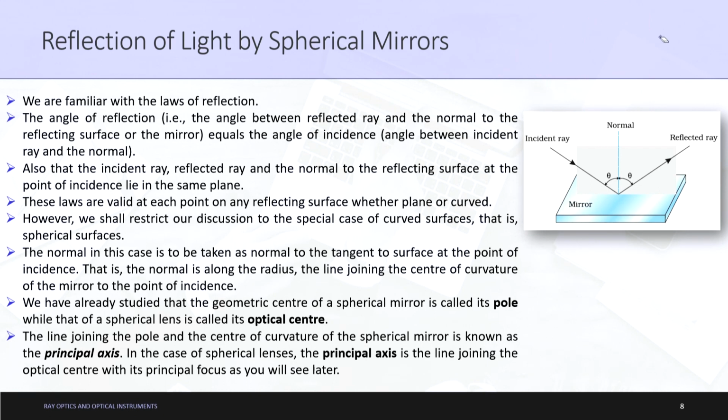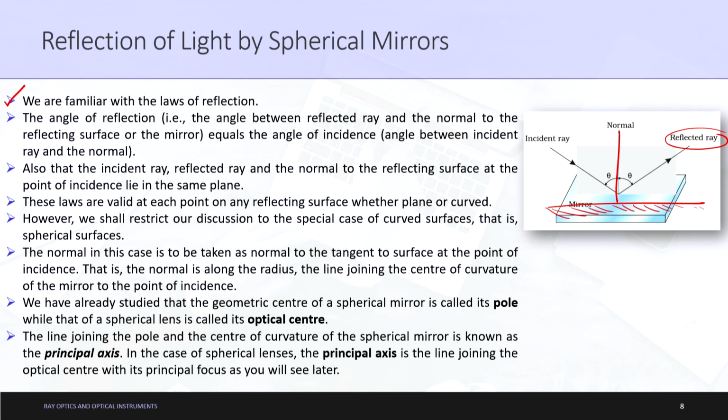So, what is written here, let us see. We are familiar with the laws of reflection, quite evident. What these laws of reflection are is explained in the subsequent lines. First is that the angle of reflection. What is the angle of reflection? It is the angle between the reflected ray, as you can see this is the reflected ray, and the normal to the reflecting surface. So, this is the normal to the reflecting surface or the mirror. It can be either a mirror or a reflecting surface, and the reflecting surface is denoted like this. Equals the angle of incidence.